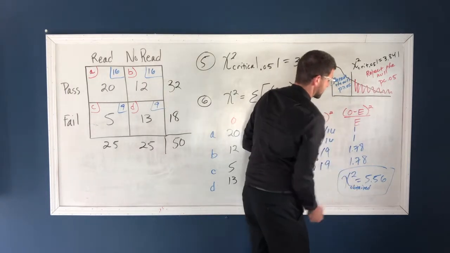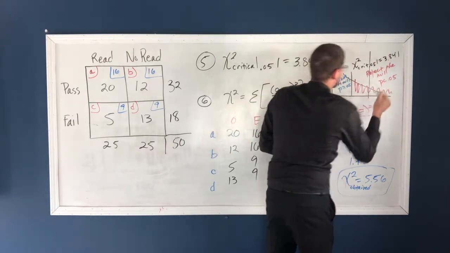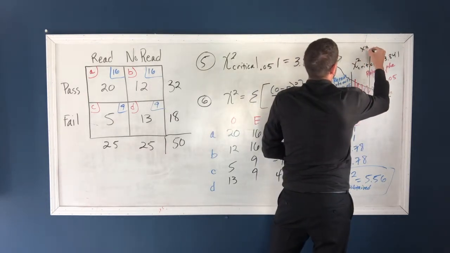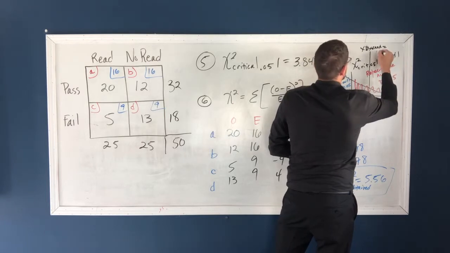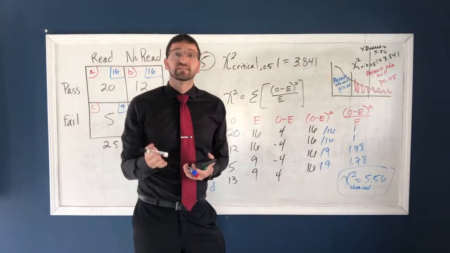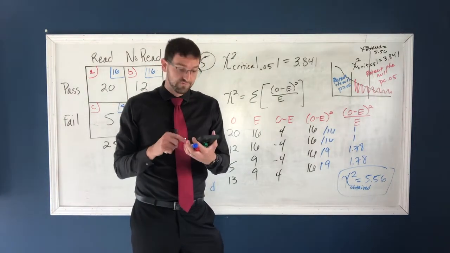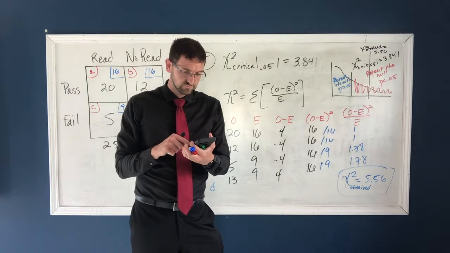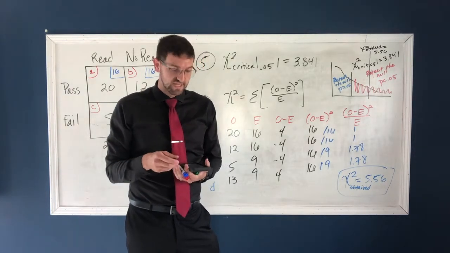So look, chi-squared obtained is 5.56. Well, it's clearly going to fall in this rejection region area. And because that's the case, we know that we're going to reject the null hypothesis. P is less than 0.05. Okay, now we're going to go ahead and do the interpretation.